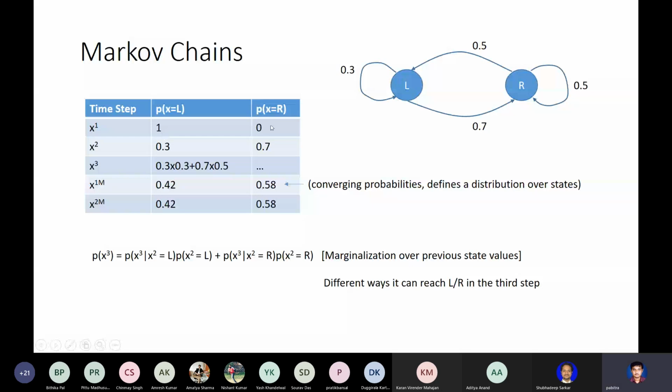Then C transitions one step. So what is the probability? Again, C is in the left room, it is 0.3. And what is the probability C is in the right room? It is 0.7. Now look at time step 3. Now what is the probability C is in the left room? C can be in the left room in 2 different ways.